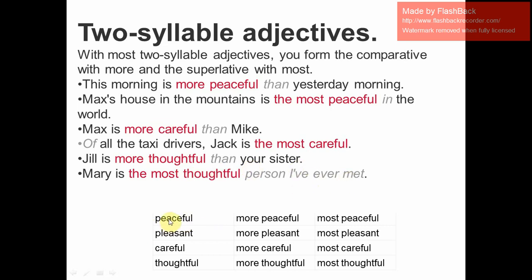So, peaceful, pleasant, careful, thoughtful, and all similar adjectives with two syllables, we have to add more before it when I make a comparative sentence, okay? And most before it if I make a superlative sentence.